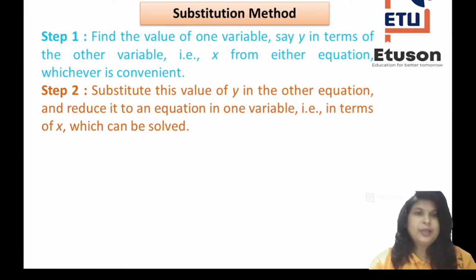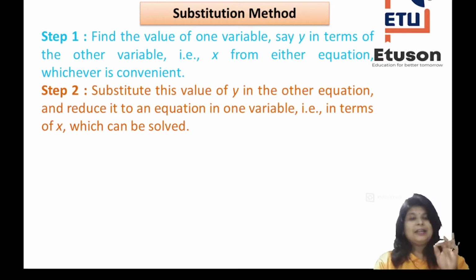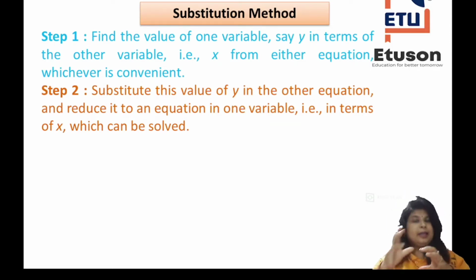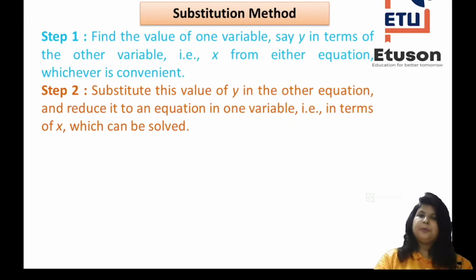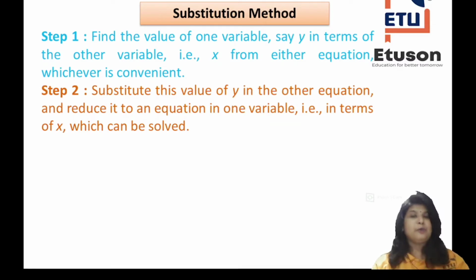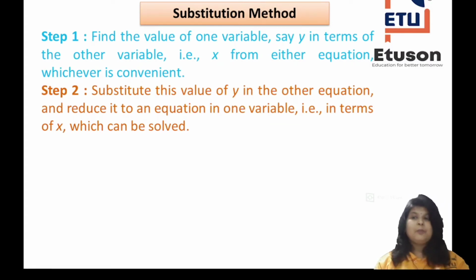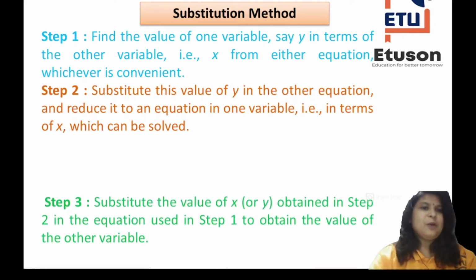Then you have to substitute this value of y in the other equation and reduce it to an equation in one variable, that is in terms of x, which can be solved. After getting the value of y in terms of x, you substitute that value of y, which is in terms of x now, in the equation. And what will be the result of that? Now everything will be in terms of x. Correct or not? Next, what are you going to do?